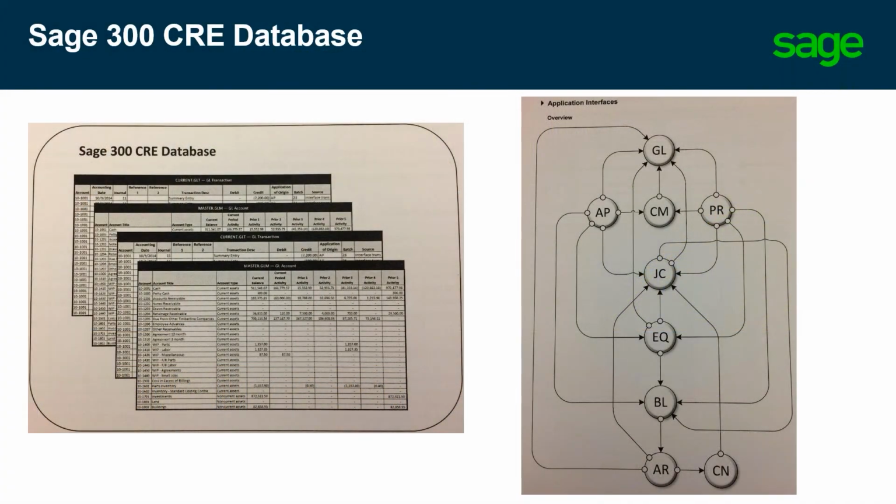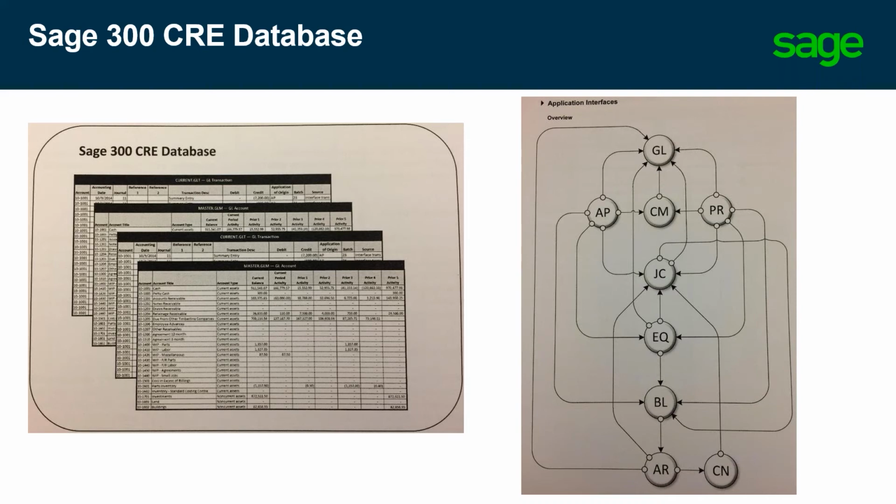ERP solutions such as Sage 300 CRE are a great way to house your data in a secure system, allowing you to perform several functions while still maintaining the integrity of your data. Data that is saved in a relational database is typically stored in tables like the ones you see here. This is where all of your data resides.